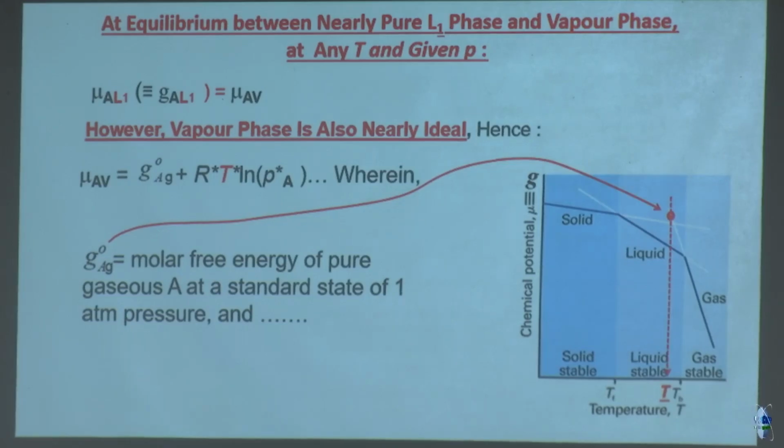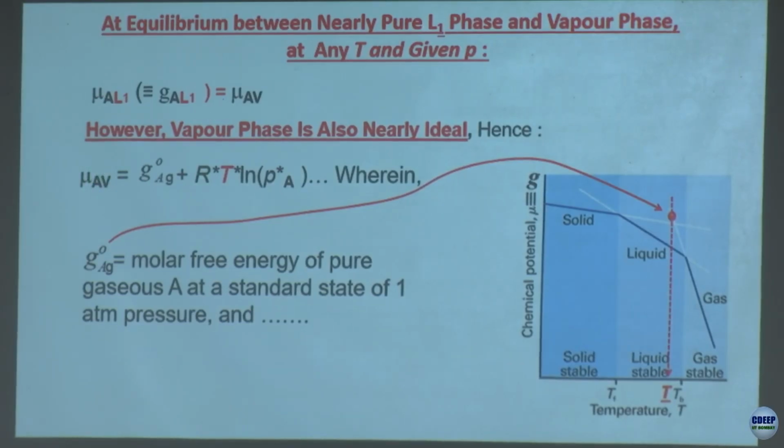So, if you are carrying out an operation at atmospheric pressure, in that case this P star A really becomes equal to the mole fraction, because the total pressure itself is only 1, so the partial pressure divided by total pressure becomes equal to the mole fraction. So, this is the relationship that you have for the chemical potential of A in the vapor phase, comprising two terms: one which is the molar Gibbs free energy of A in the gaseous phase, this value, plus this correction.